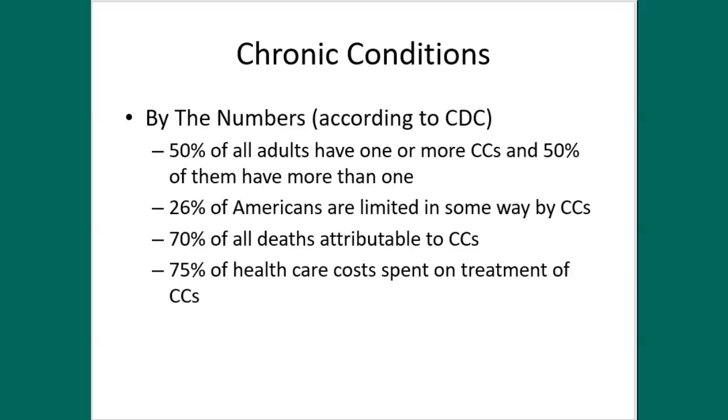It's always useful to look at statistics. I love the statistics because they give us a sense of the scope of a problem. But according to the CDC, 50% of all adults have one or more chronic conditions, and of them, 50% have more than one chronic condition. 26% of all Americans are limited in some way by a chronic condition. 70% of all deaths are attributable to chronic conditions, and 75% of the healthcare costs spent in this country are spent on the treatment of chronic conditions.